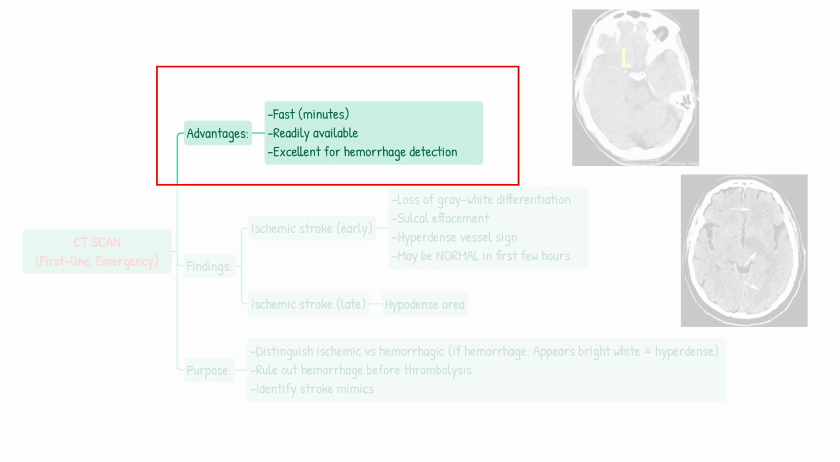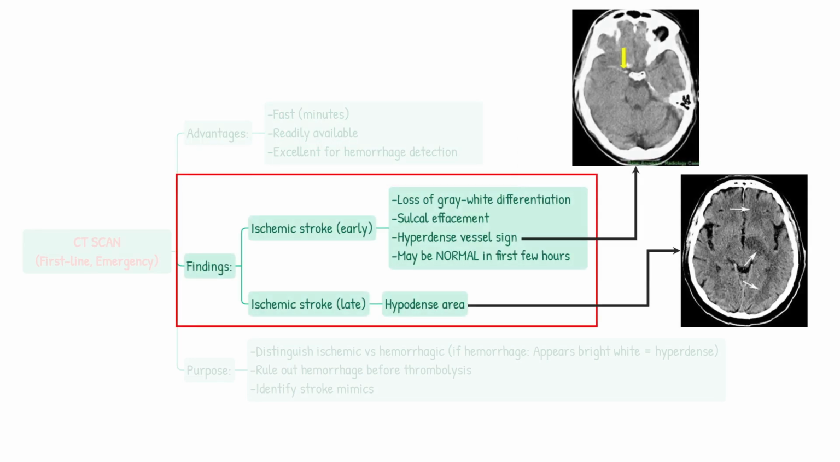detecting hemorrhage. In early ischemic stroke, the CT may show loss of gray-white differentiation, so-called effacement, and the hyperdense vessel sign. Importantly, the CT may be completely normal in the first few hours. In late ischemic stroke, you'll see a hypodense area representing the infarcted tissue.